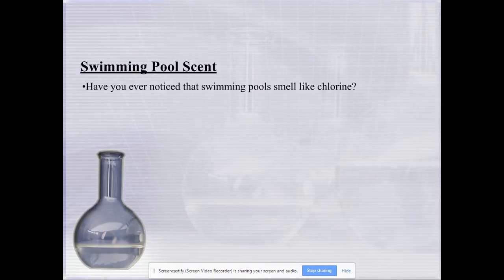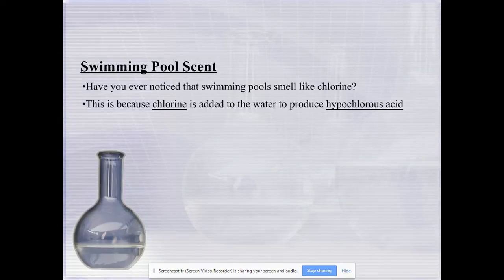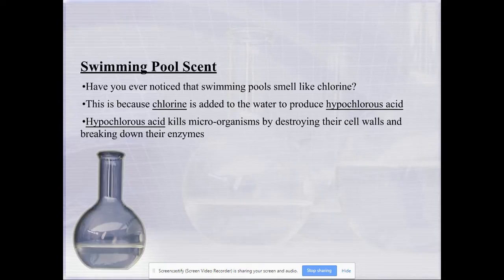Swimming pool scent. Have you ever noticed that swimming pools smell a lot like chlorine? I wonder why. This is because chlorine is added to the water to produce hypochlorous acid. Hypochlorous acid kills microorganisms by destroying their cell walls and breaking down their enzymes.